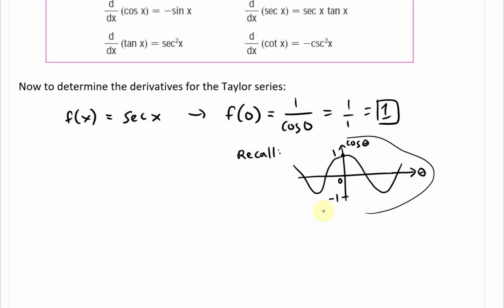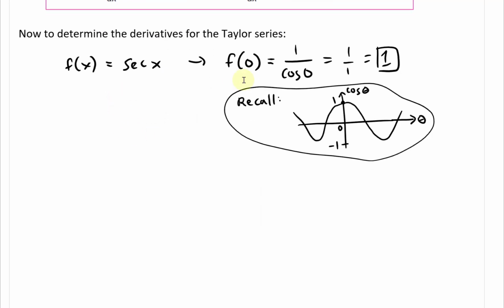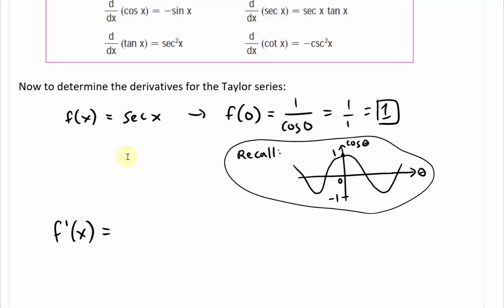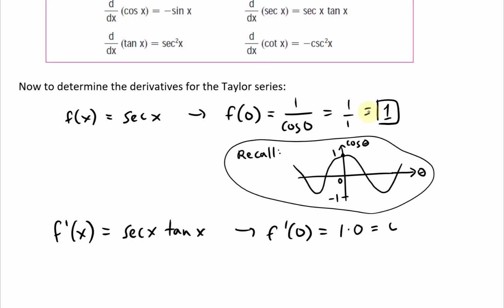I'm just going to put this in a little light bubble, like that. And now the next one is the first derivative, f prime of x. We're going to take it to the 4th derivative. The derivative of secant x is going to be secant x tan x. And then for f prime of 0, this equals 1, because we already know secant 0 is just 1, times tan 0, which is 0. This equals 0.